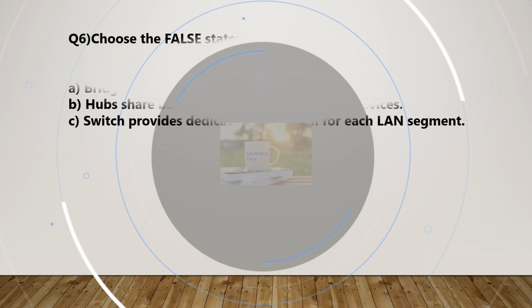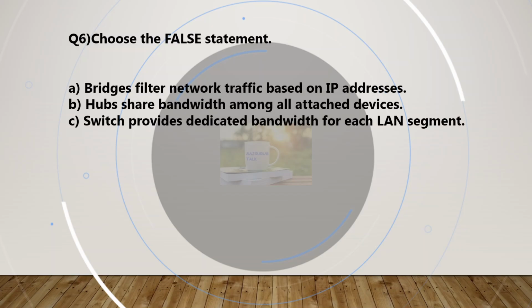Next question, choose the false statement. A. Bridges filter network traffic based on IP addresses. B. Hubs share bandwidth among all attached devices. C. Switch provides dedicated bandwidth for each LAN segment. Now, bridges filter network traffic based on MAC addresses. So, the false statement is that bridges filter network traffic based on IP address.